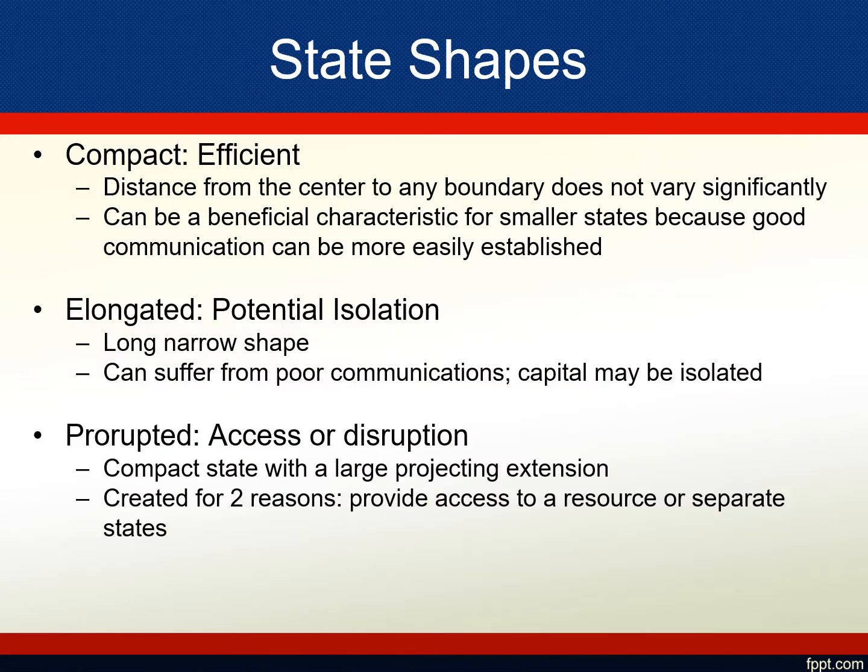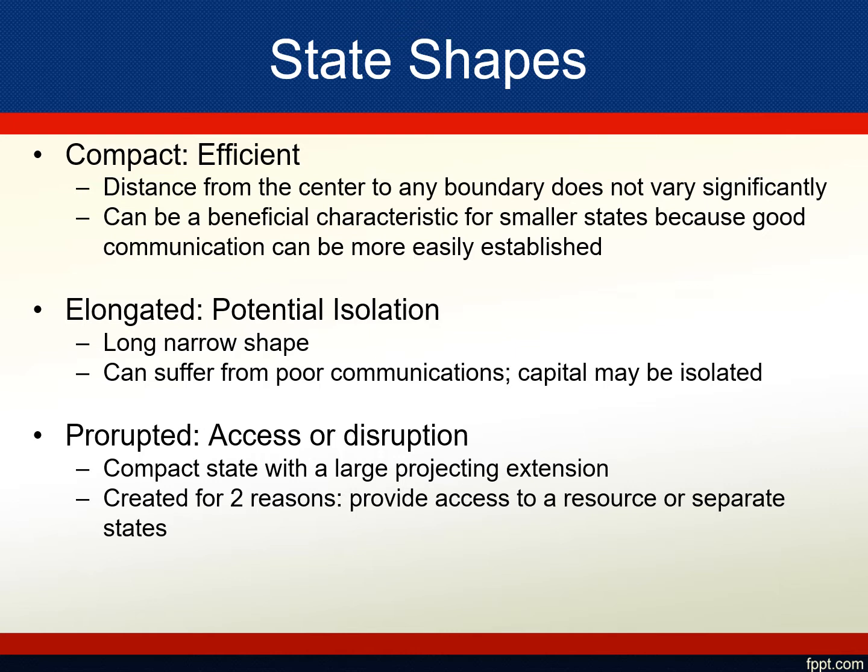So obviously, if you look at a map of the world, you'll see that different countries or states are shaped differently. And there's pluses and minuses to these different shapes. Kind of the best shape, the most efficient shape, is a compact shape, which is pretty much circular. Now, there's no country that is a perfect circle, but semicircular is what compact means. So distance from the center to any boundary does not vary significantly. This is beneficial for smaller states because communication can be easily established. It's a good idea to put your capital in the middle so that you're close to kind of everybody, and that's going to be a compact.